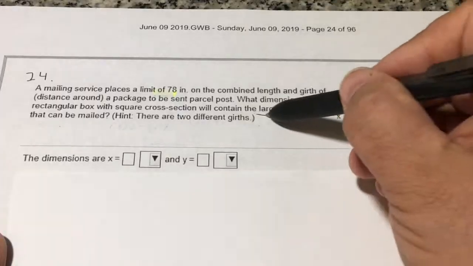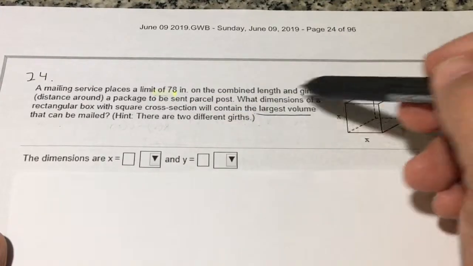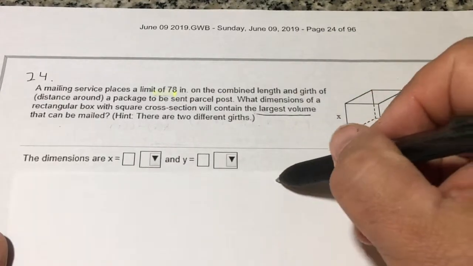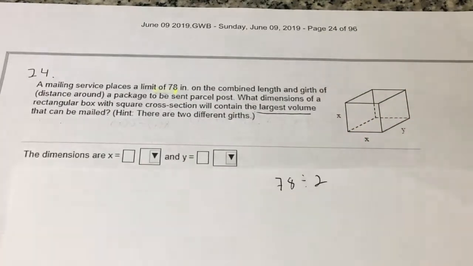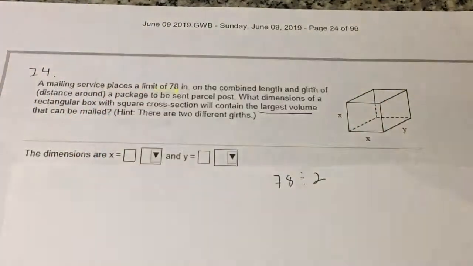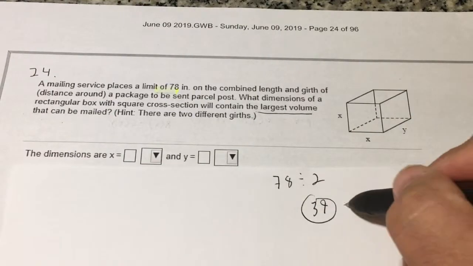Largest volume that can be mailed. So all I do is find out that the mailing limit is 78 inches, the combined length and girth, that's the distance around the package. So all I do is I take that 78 and I divide it by 2. 78 divided by 2. It's going to give me 39. Now, that 39 is a magic number. I don't cut that in half because it's three-dimensional. I divide that by 3.